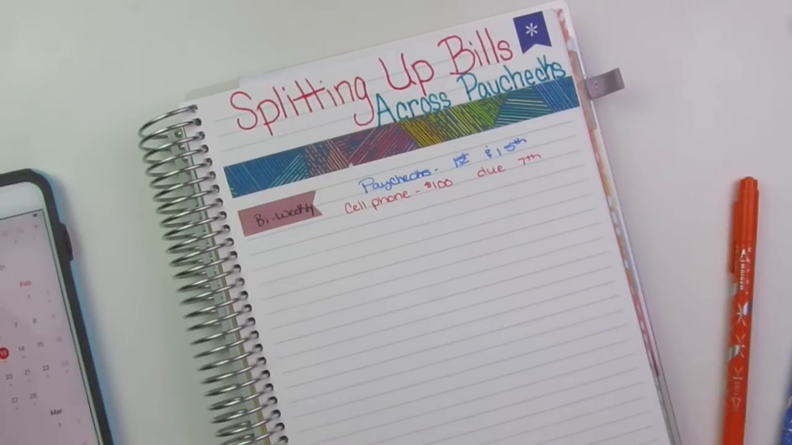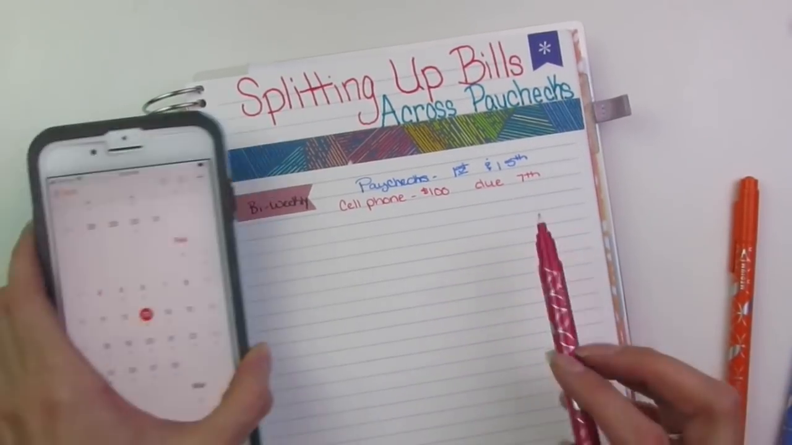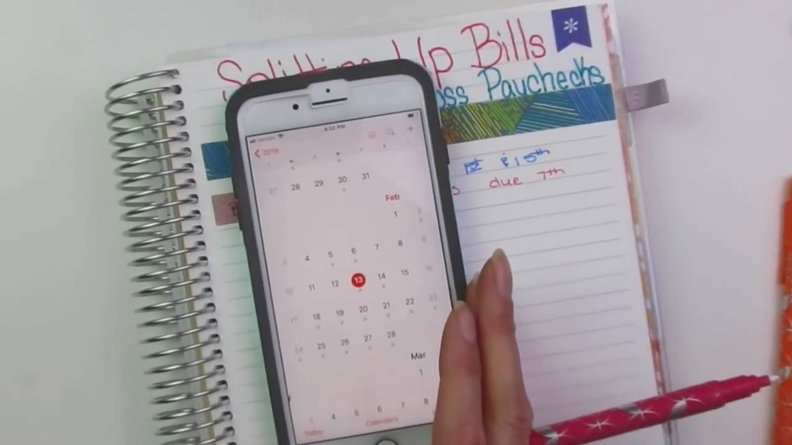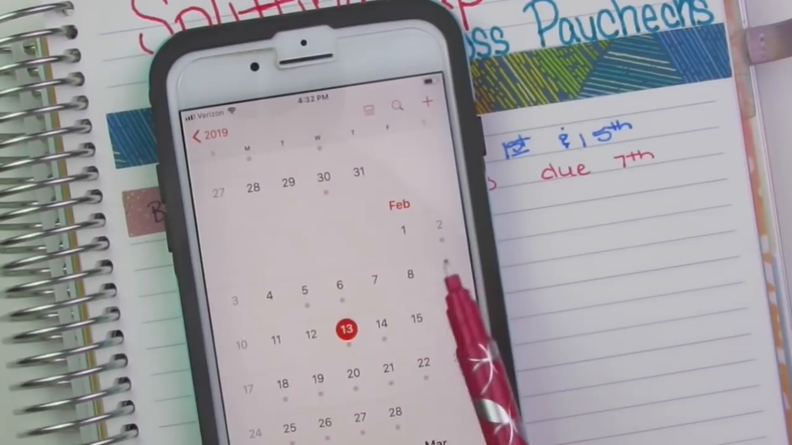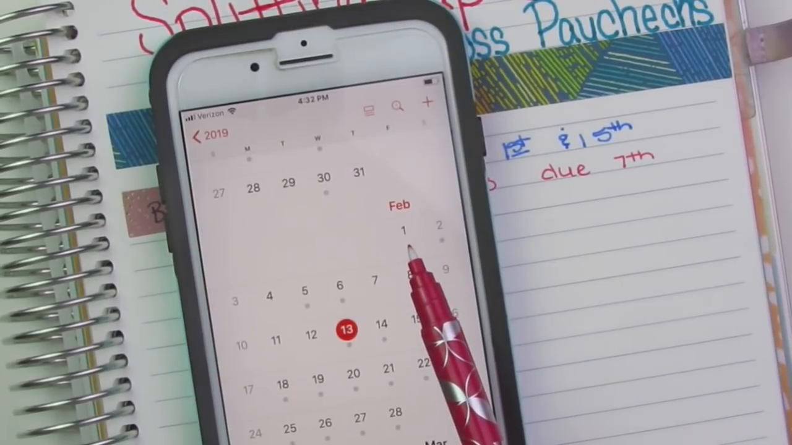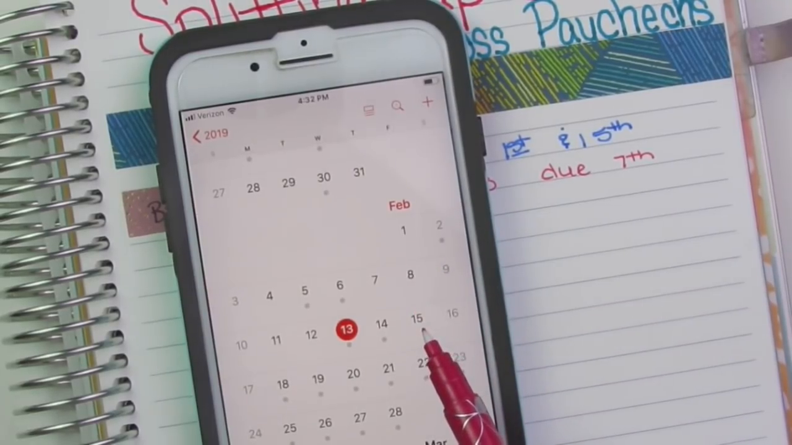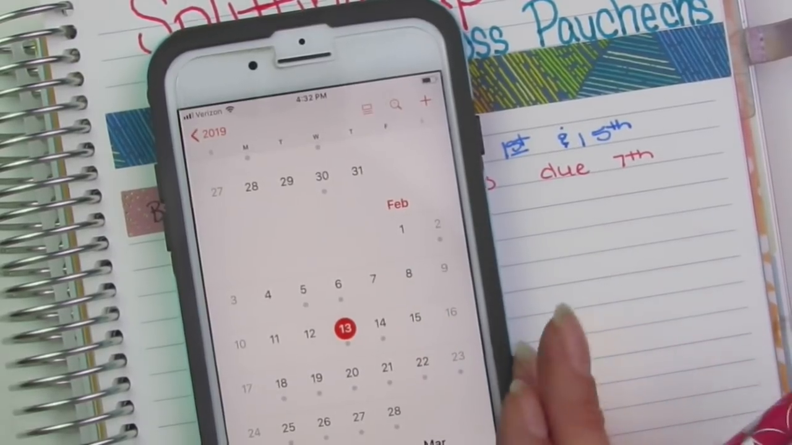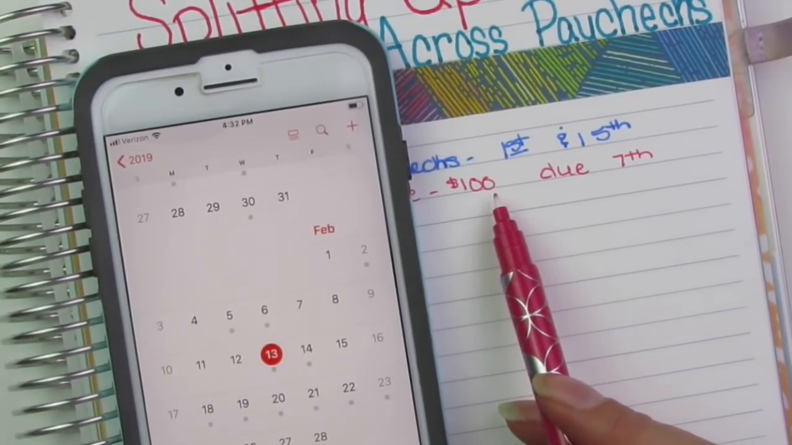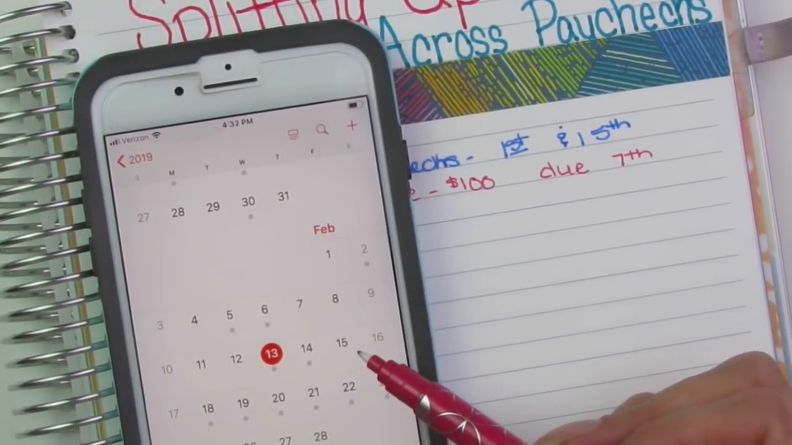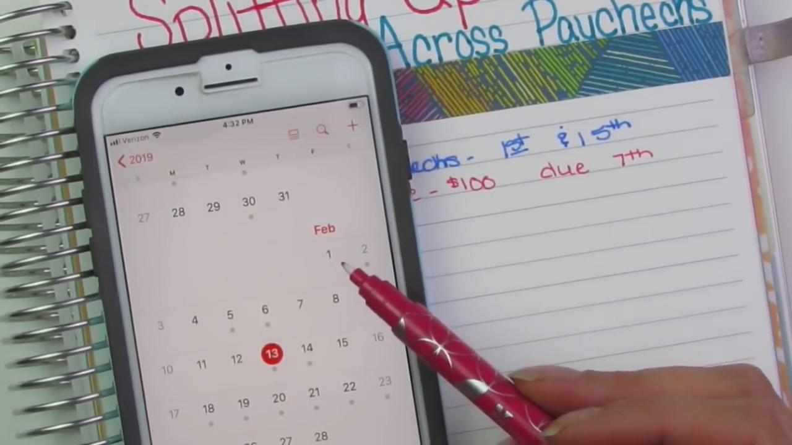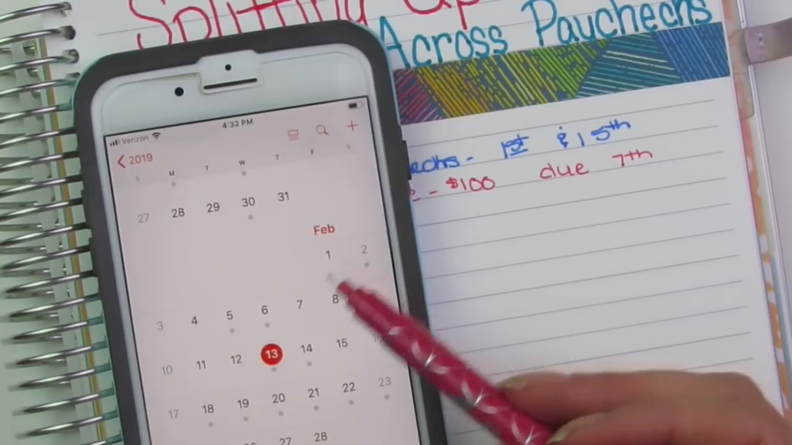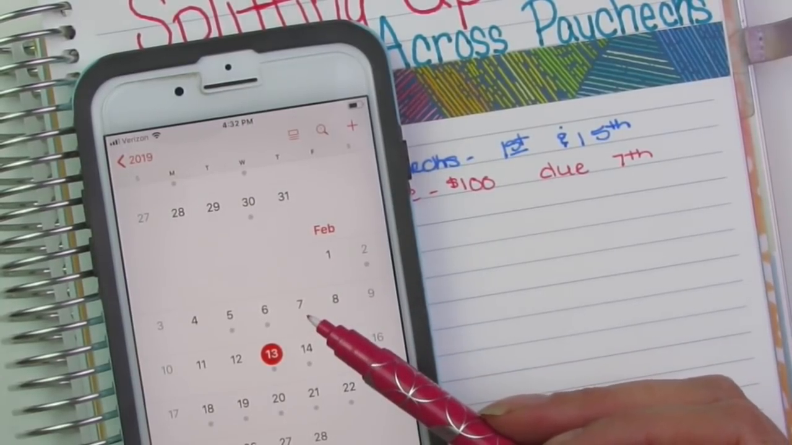Okay, so what you've got to do, you're going to get paid on the 1st here. I'm going to zoom in a little bit. You're going to get paid on February 1st, and then you're not going to get paid again until February 15th. But since this is your very first month starting budgeting, you need to come up with that $100 cell phone payment before you get to the 15th again. So you're going to have to take that entire amount out on the 1st so that you have it by the time it comes due on the 7th.